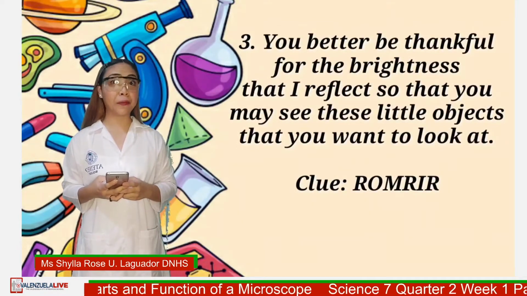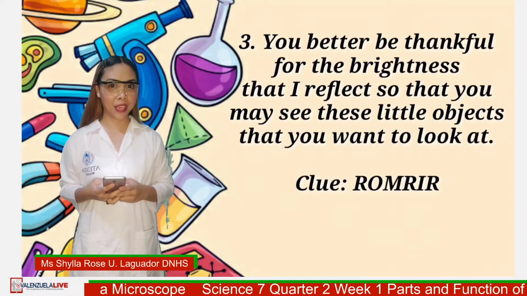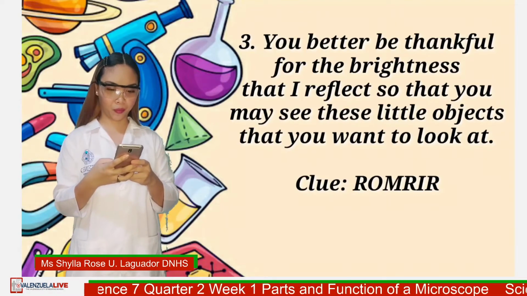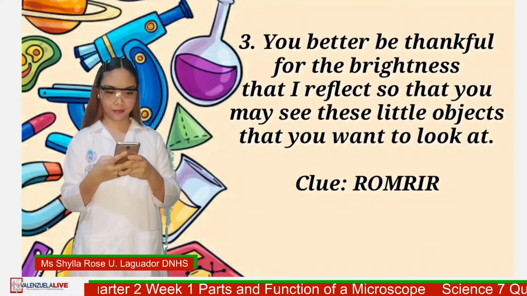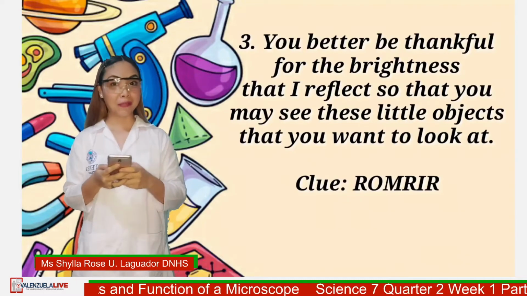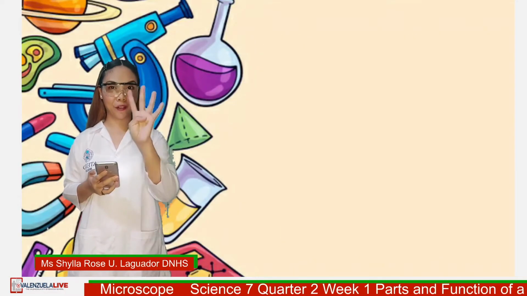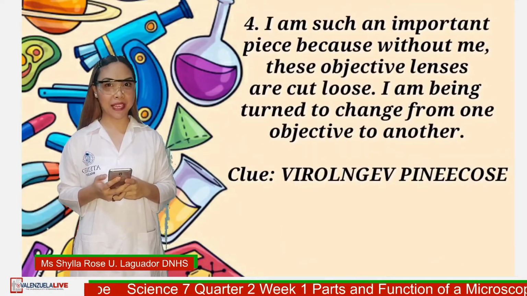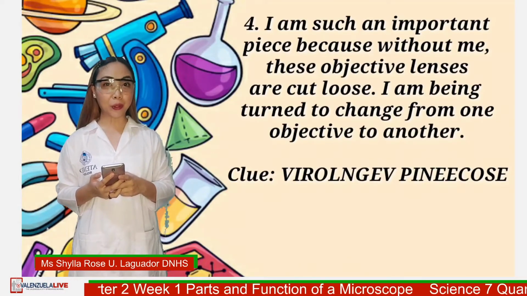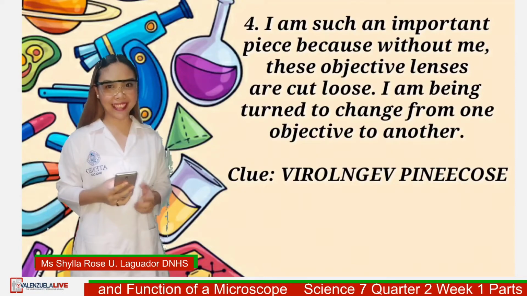You better be thankful for the brightness that I reflect, so that you may see these little objects that you want to look at. Guess who I am? Your time begins now. Time's up. The correct answer is mirror. Riddle number 4. I am such an important piece because without me, these objective lenses are cut loose. I am being turned to change from one objective to another. Guess who I am? Your time begins now.